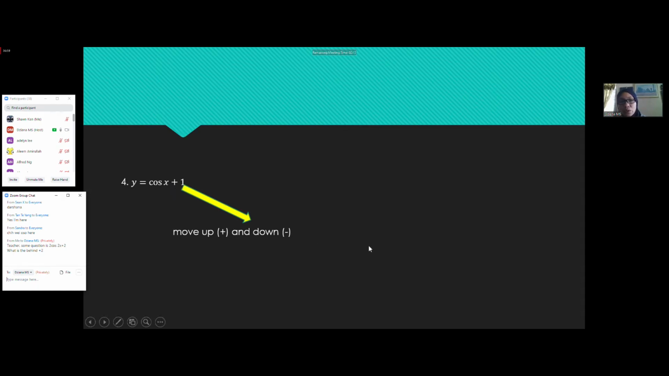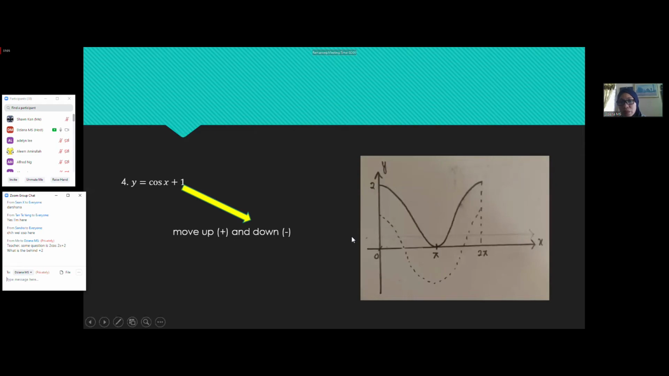Okay, let's say cos x plus 1. So the original graph is the one that is dotted. Okay, that is original cos x. When I have plus 1, I have to shift one unit up. So instead of 1 here, 1 plus 1 is 2. The minimum value is negative 1 actually. Negative 1 plus 1 is 0. So the whole graph shifted 1 unit up. Okay, so if minus, you go down. Right. Okay, any question on this?